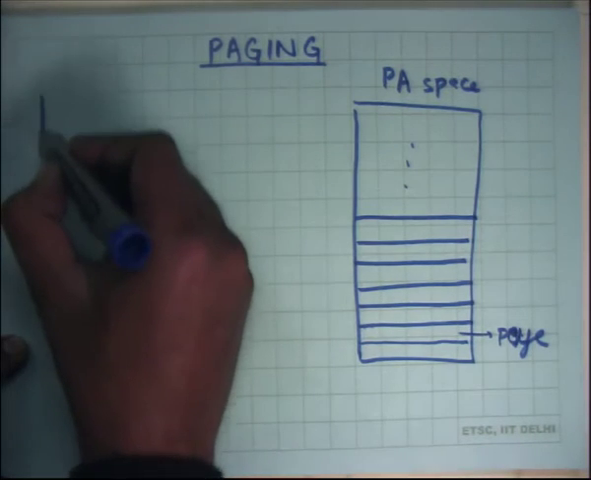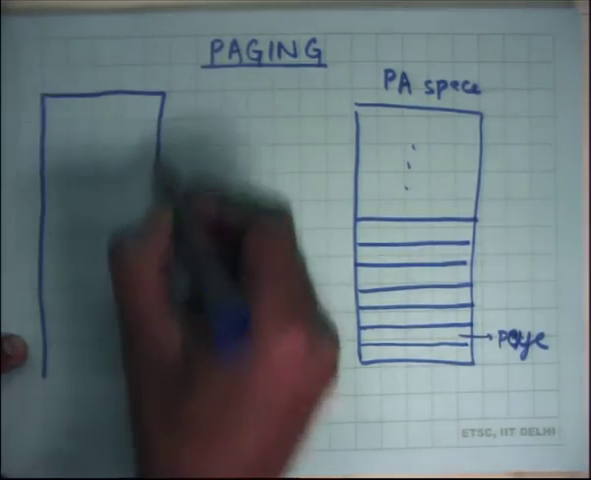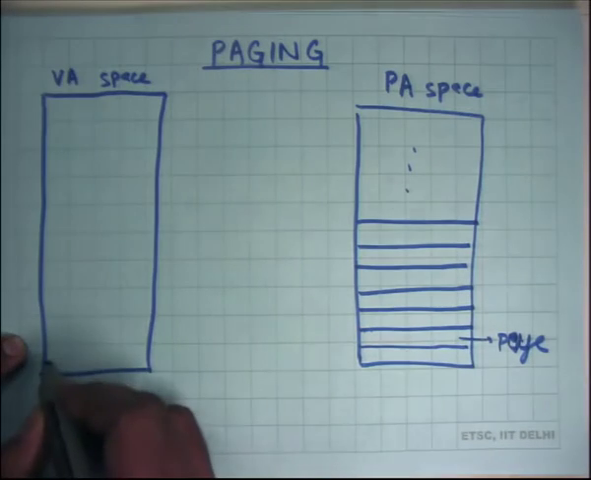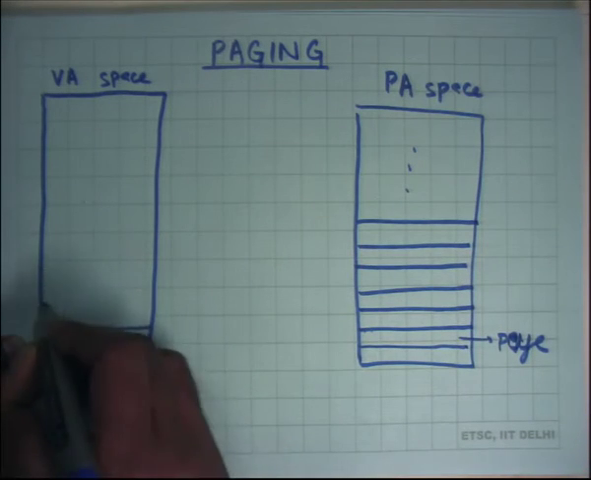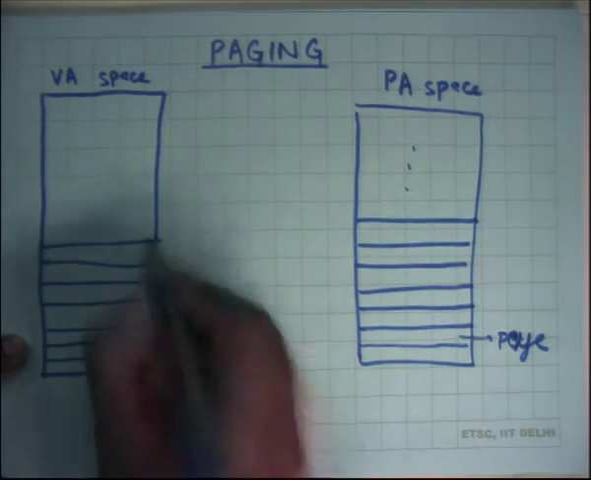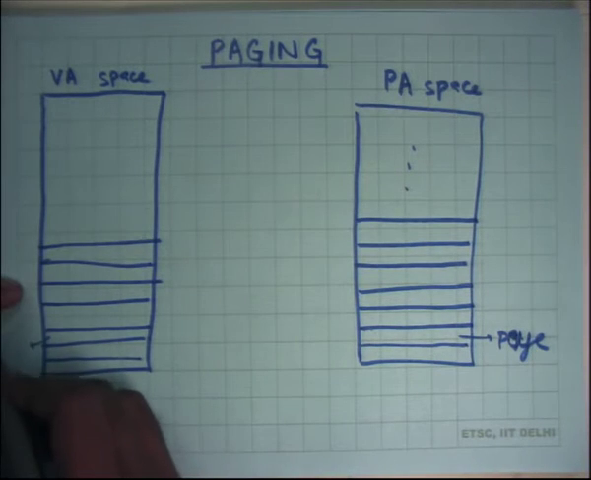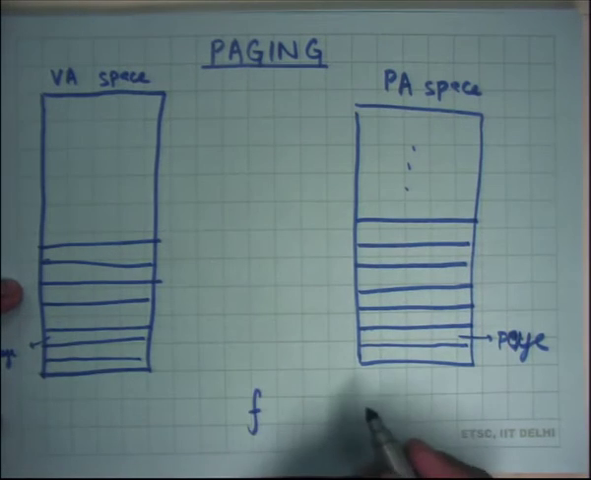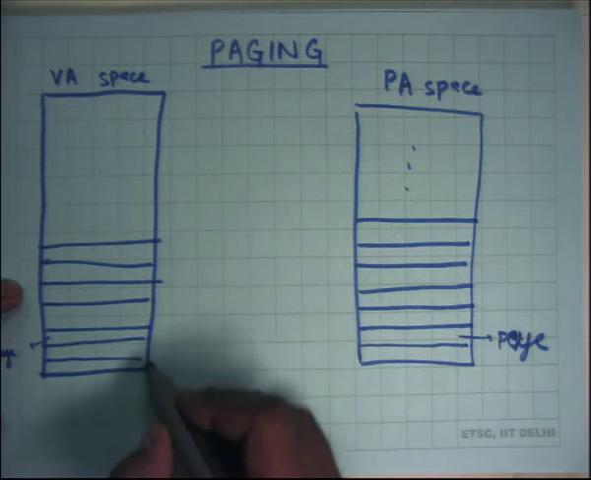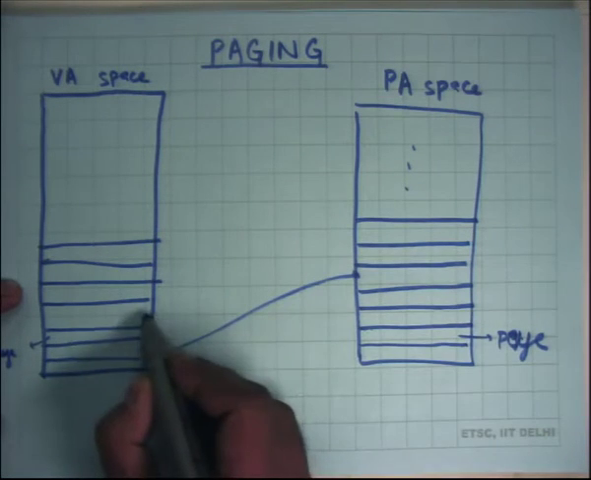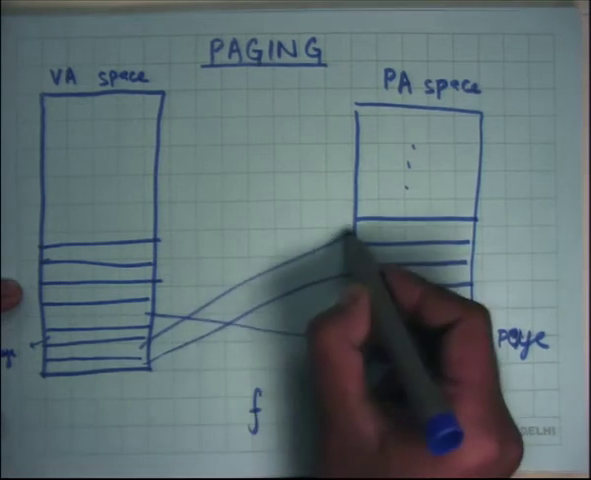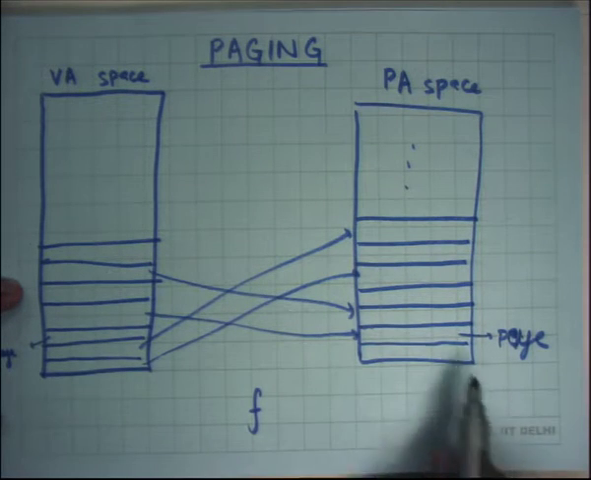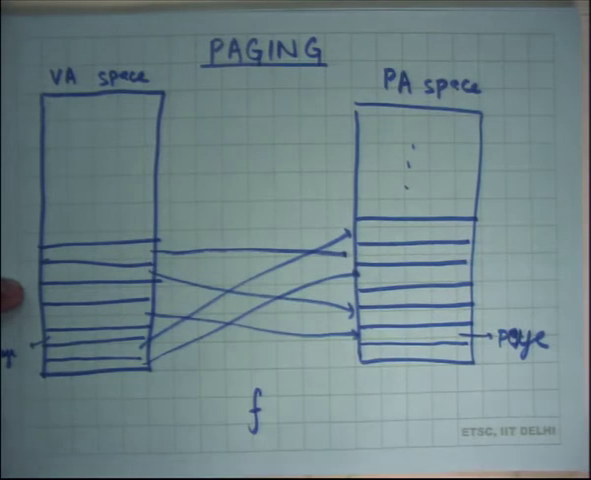And then it divides the virtual address space also into pages of the same size. So this is also a page, and then it has some function in the middle, f, which is implemented through a lookup table, which maps a page in the virtual address space to a page in the physical address space, and so on. It's a completely arbitrary mapping.